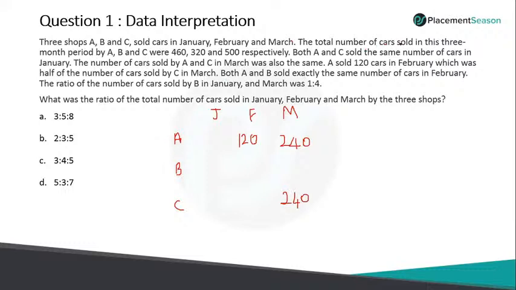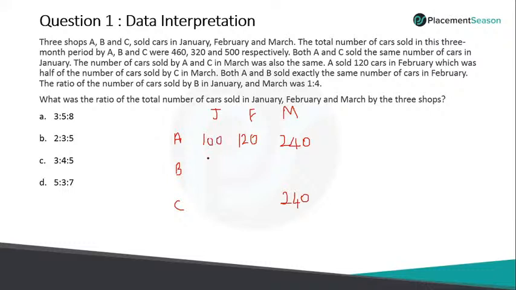We know the number of cars sold in 3 months by ABC were 460, 320, and 500. So A is 460, B is 320, and C is 500. Together in these 3 months, A sold 460 cars. We have here 120 and 240, which is 360. Remaining, I have 100 cars, which should be sold in January by A, right?